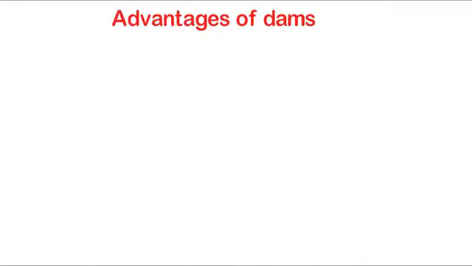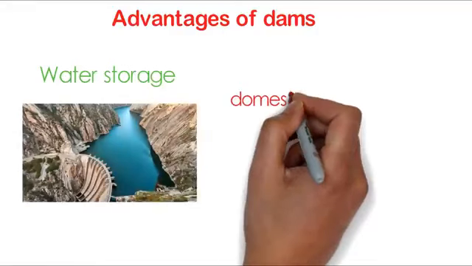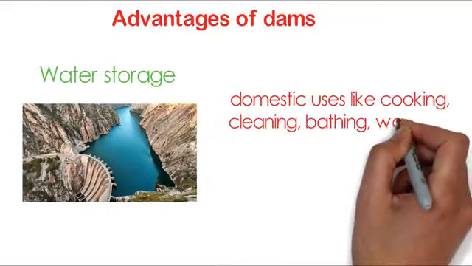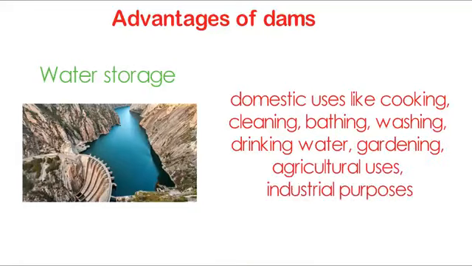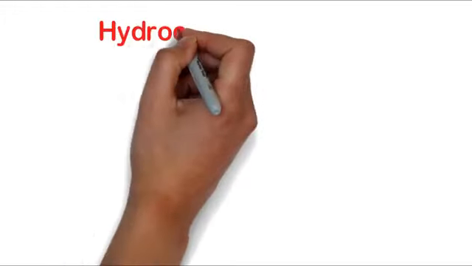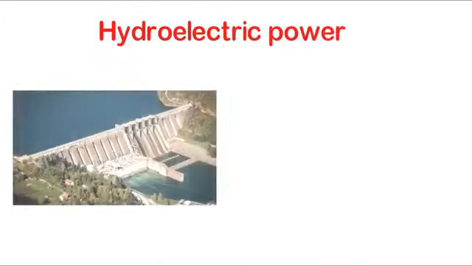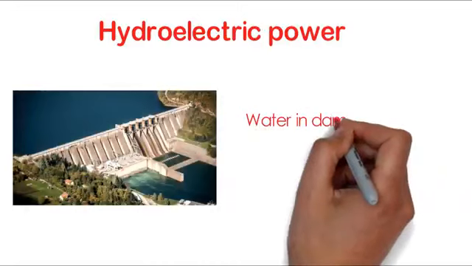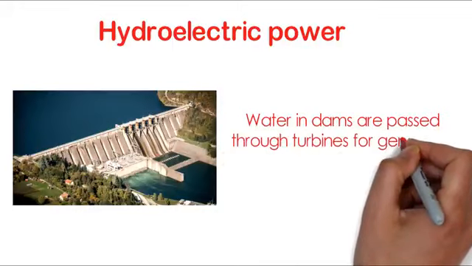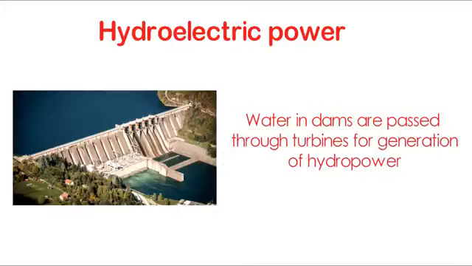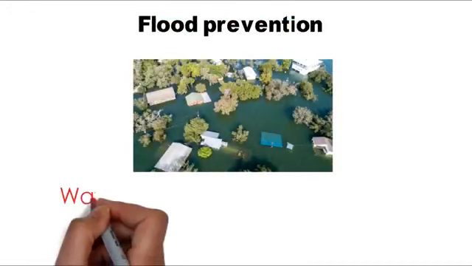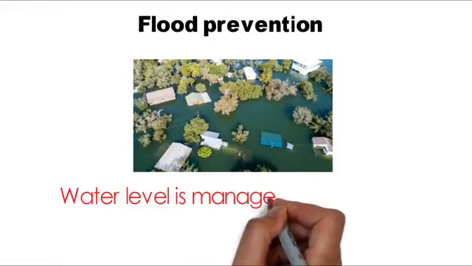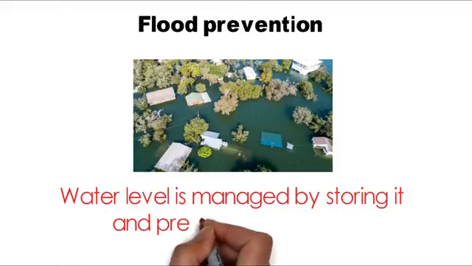What are the advantages of dams? First one is water storage. Dams store water for domestic use like cooking, cleaning, bathing, washing, drinking water, gardening, agriculture purpose, and industrial purpose. The next major use is generation of hydroelectric power. Water in dams is passed through turbines for generation of hydropower, and they also function as a flood prevention mechanism. The water level is managed by storing it, which prevents flash floods.